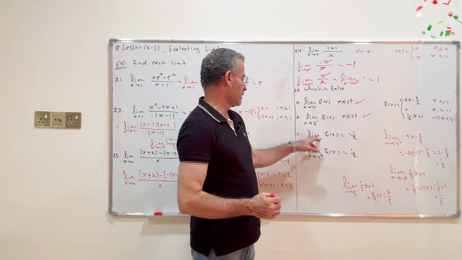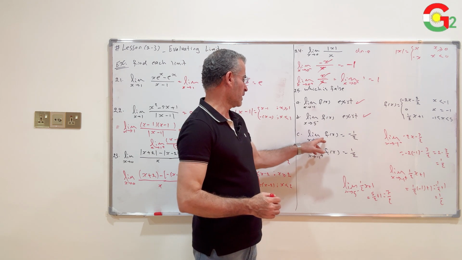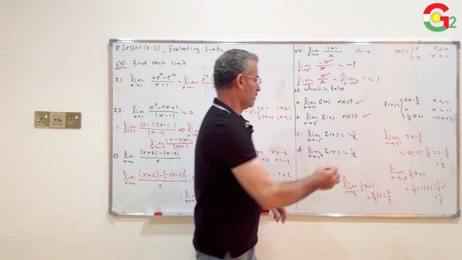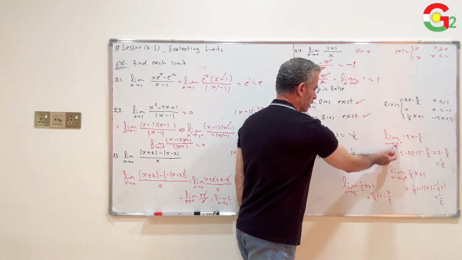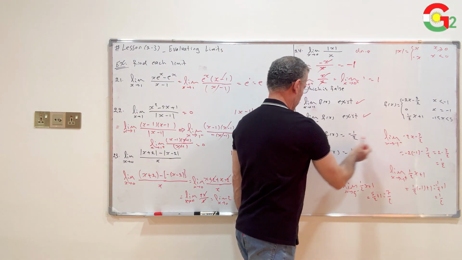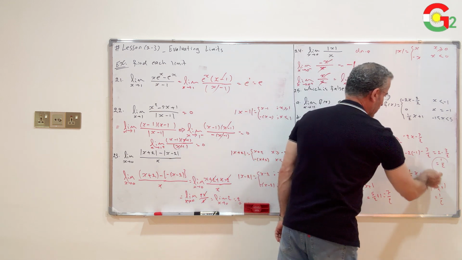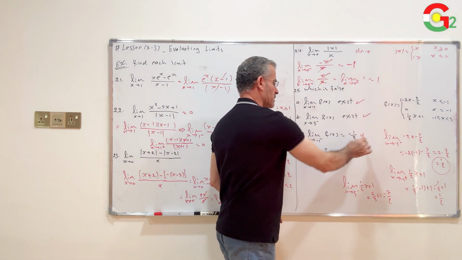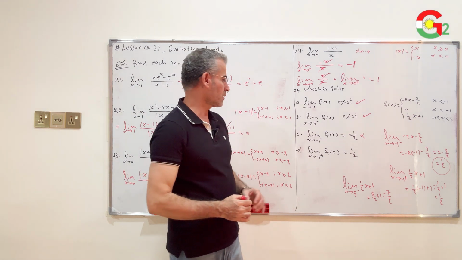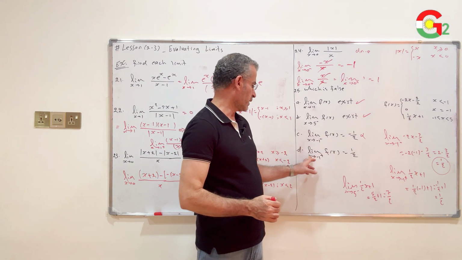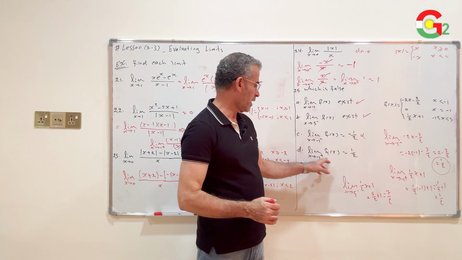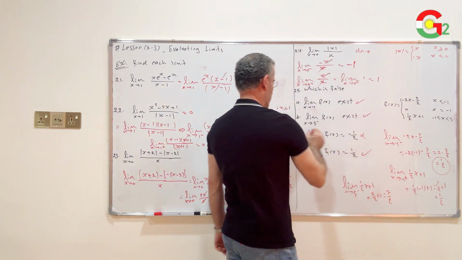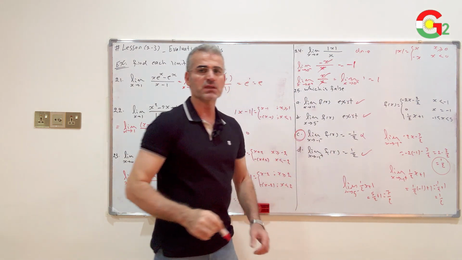C. Limit f of x when x approaches negative 1 from left is negative 1. We found here when x approaches negative 1 from left, it is 1/2, not negative 1/2. Then this statement is wrong. Limit f of x when x approaches negative 1 from right is 1/2. It is 1/2, true. Then the right choice is C.